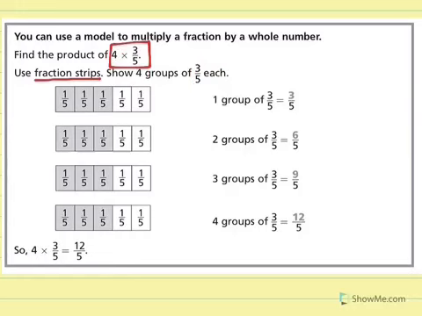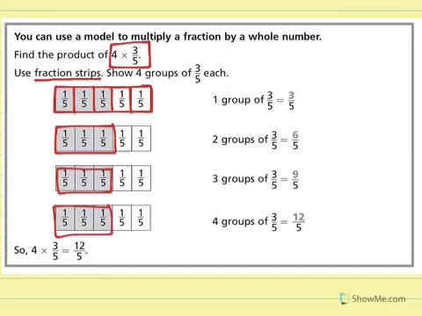So here we have one fraction strip, and it is cut into fifths. 3/5 have been shaded. Our problem has the whole number 4. So literally, we have 3/5 4 times. That's why there are 1, 2, 3, 4 fraction strips.